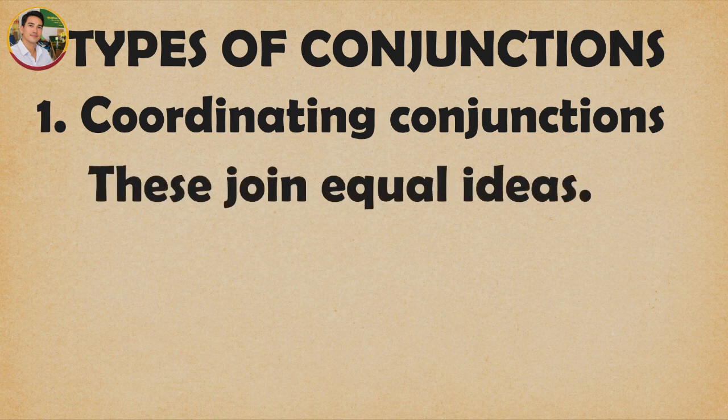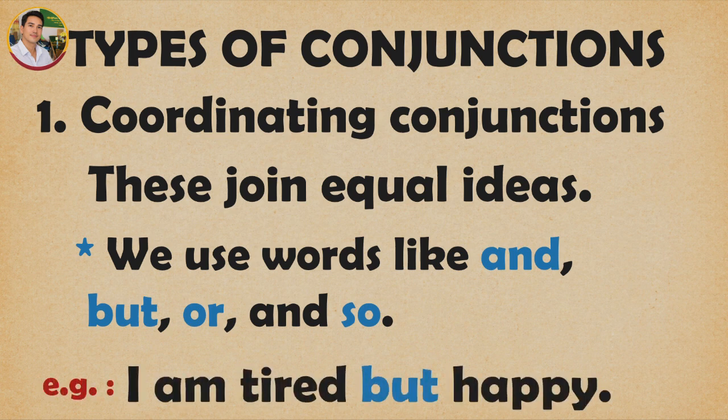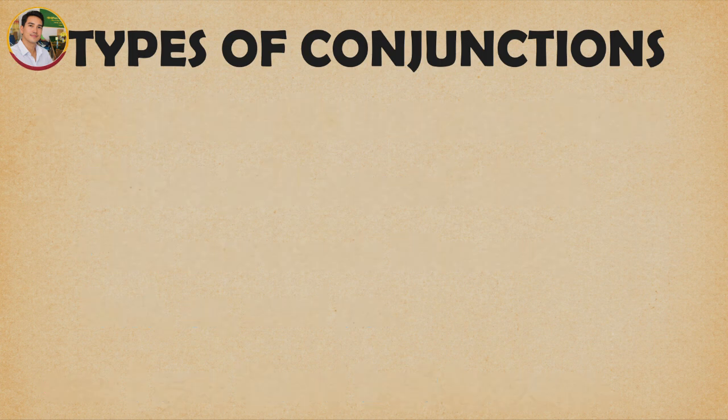These join equal ideas. We use words like and, but, or, and so. For example, I am tired but happy. Here, but connects two equal ideas and shows contrast. So both parts are important, aren't they, everyone?